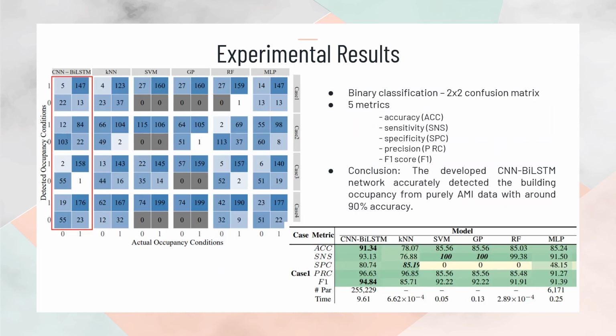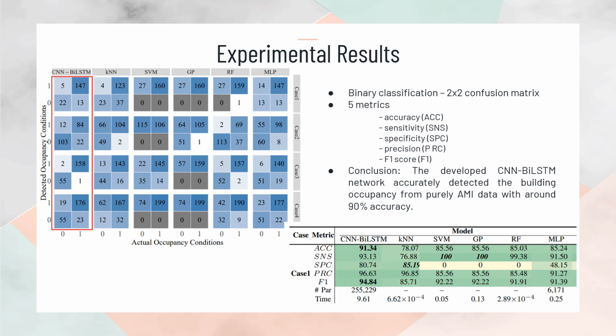The results of the experiment are shown using 2x2 confusion matrices for CNN by LSTM, KNN, SVM, GP, random forest, and MLP. All the algorithms are tested using the Keras and Scikit libraries. The training is performed on an NVIDIA Titan V GPU. The confusion matrix gives us the true positive, false negative, and true negative values. With these values, we can calculate accuracy, sensitivity, specificity, precision, and F1 score.